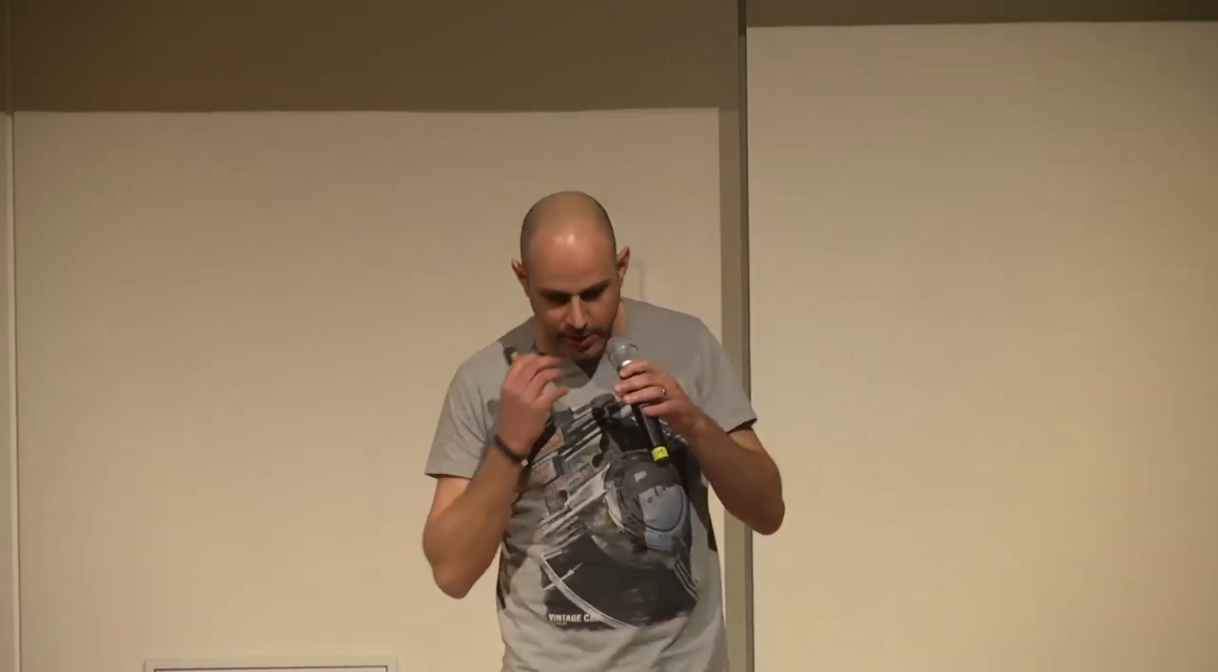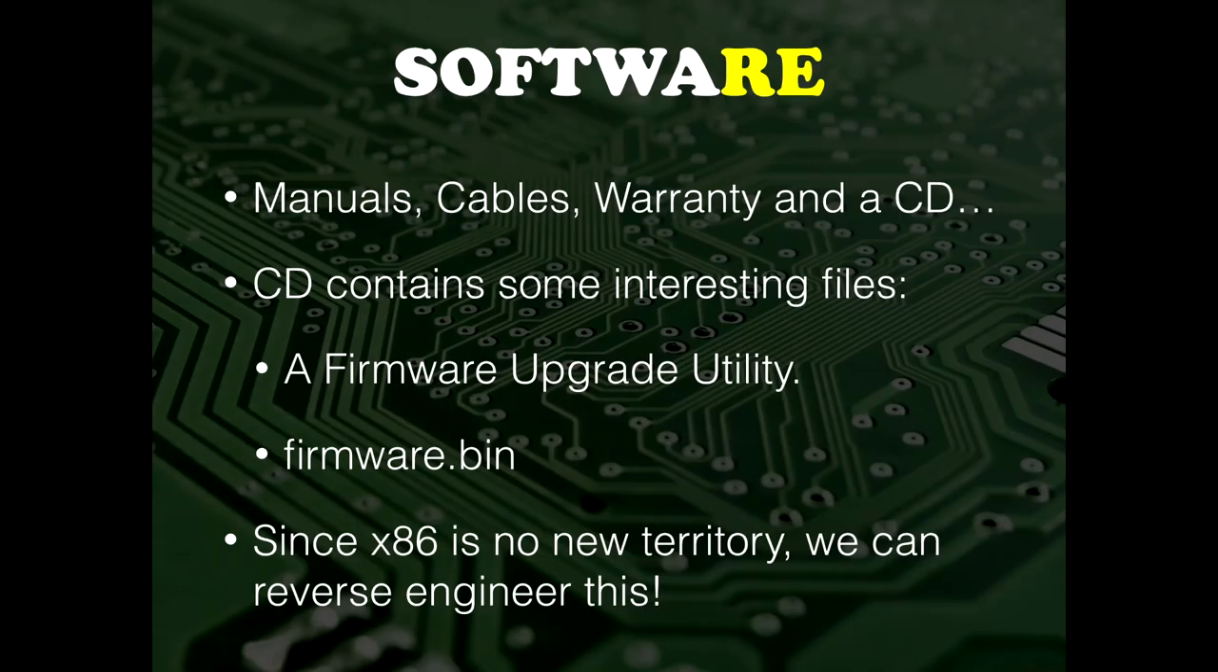So we were thinking, okay, both me and Lior, the other guy that made this research, we are both pretty experienced x86 guys. So all we need to do is to reverse engineer the firmware upgrade utility. Yeah, and what we are expecting to see is that the firmware.bin file will be loaded, then decompressed and opened, and maybe we can find it.